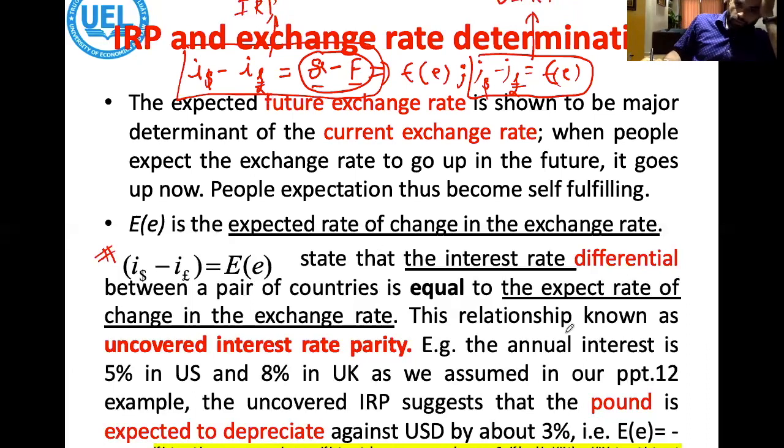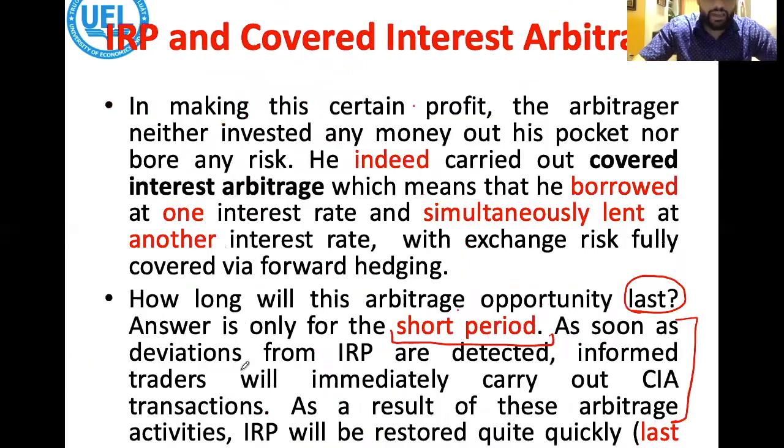Now, for example, the annual interest rate is 5% in the US and 8% in the UK. So what does it mean? Compared to the UK, the interest rate is lower in the US. So people will borrow in the US and then invest in the UK at 8%. A similar example that we looked at before. In this example, an arbitrage opportunity also exists. The uncovered IRP suggests that the pound is expected to depreciate against the USD by 3%. Why like this? Exactly the same thing that I explained in the slides previously.